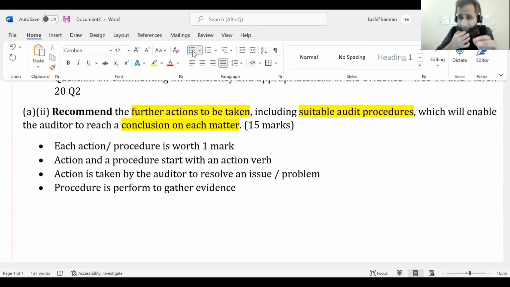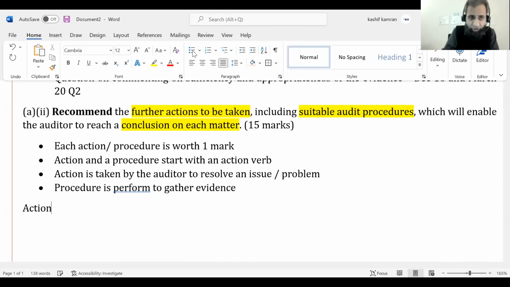Now, in the exam, you're not worried about breaking them into 2 headings. You're not giving 2 headings, actions and procedures. No, you are just writing them together. Whether they are actions or they are procedures, don't worry about them. You are just giving a heading, action / procedures, like this.